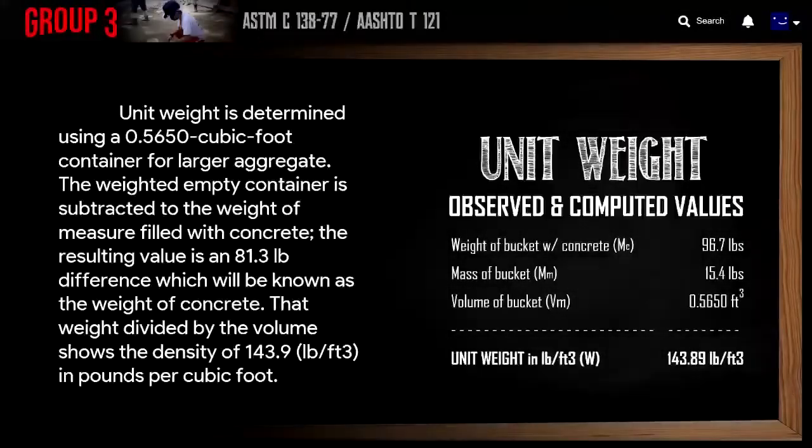Now, to analyze the computed values. Unit weight is determined using a 0.5650 cubic foot container. The weight of the empty container is subtracted from the weight of the measure filled with concrete. The resulting value is an 81.3 pound difference, which will be known as the weight of concrete. That weight is divided by the volume, which shows the density of 143.9 pounds per cubic foot.